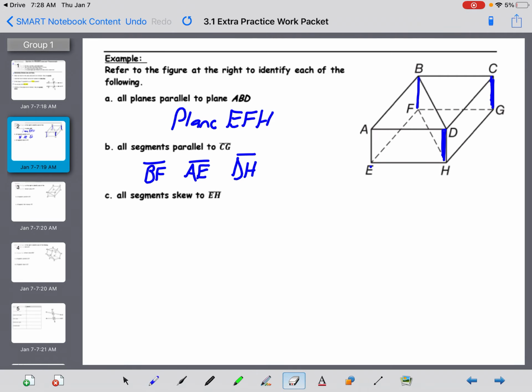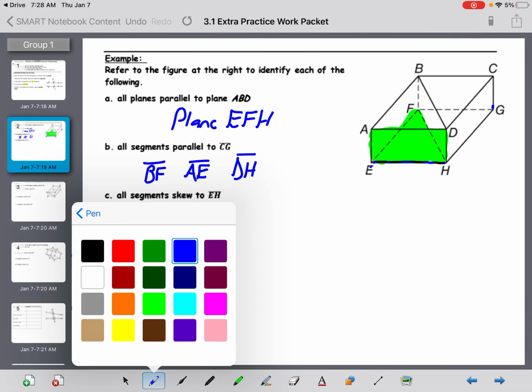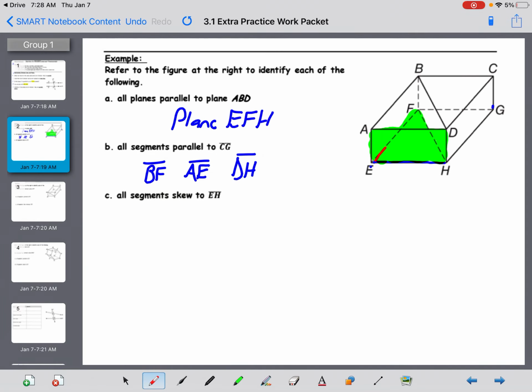All segments that are skew to EH. Okay, so here's EH. So it cannot be in the same plane, which means anything from plane EFH is out, and anything from the front rectangular plane is also out, okay? You're also not allowed to be parallel. So anything from here is no good. Anything from here is no good. And anything parallel to EH, which would also be BC and FG, those are out.